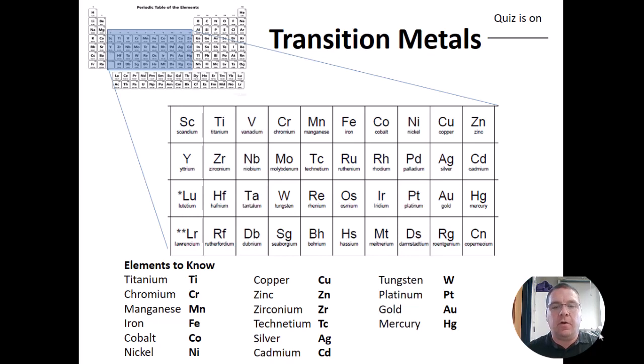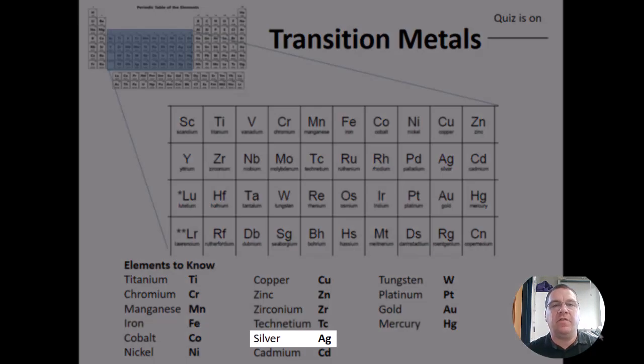So the next element on your list here is silver, with the symbol Ag. That, again, silver is an ancient element. When we consider the Latin name for silver, which is argentum, then we can see where the Ag comes from. You may think that name sounds a lot like Argentina.